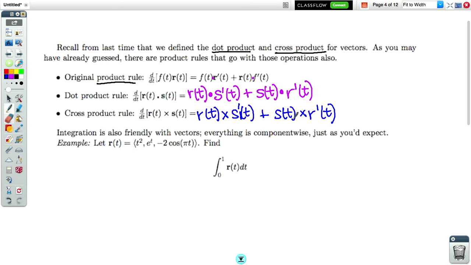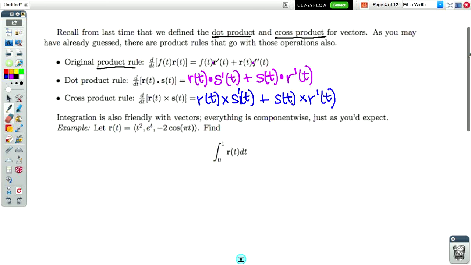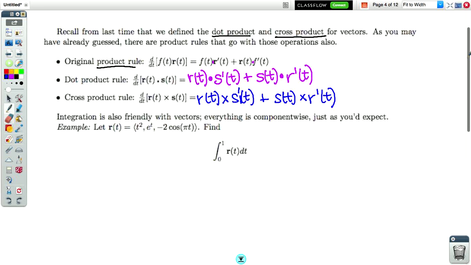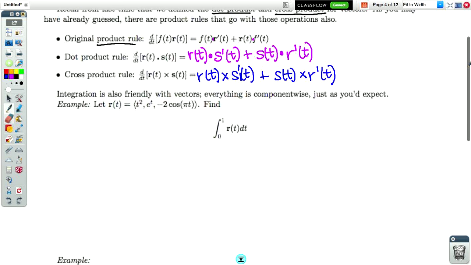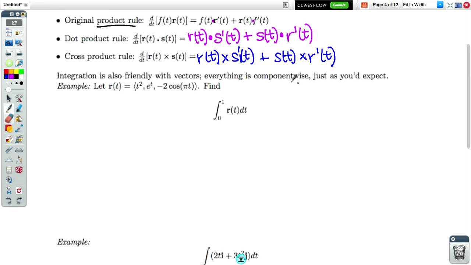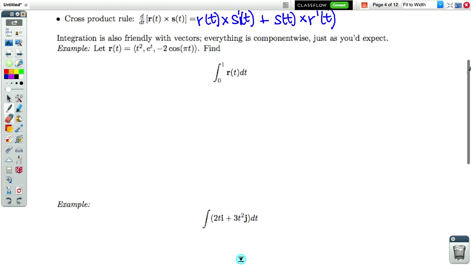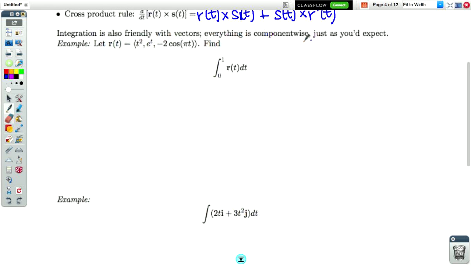So I guess it sounds a little bit intimidating because it is two more product rules, but it's exactly the same as the product rule that you already know. So really not too bad. And then I'll leave it to you in the exercises to practice those new product rules. Also, one thing that we've seen so far is that differentiation with vectors is pretty friendly. It's kind of just component by component. Integration is the same thing. So everything is component-wise with integration, just as what you would hope for it to be.